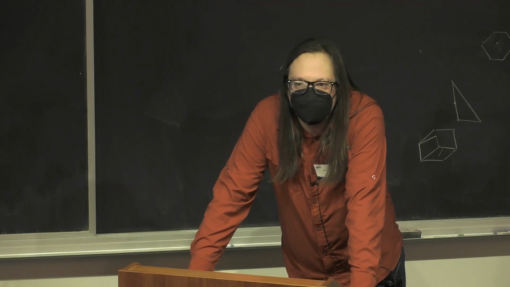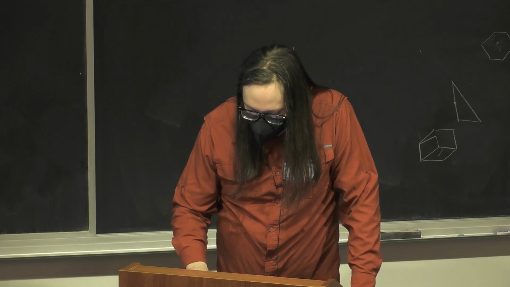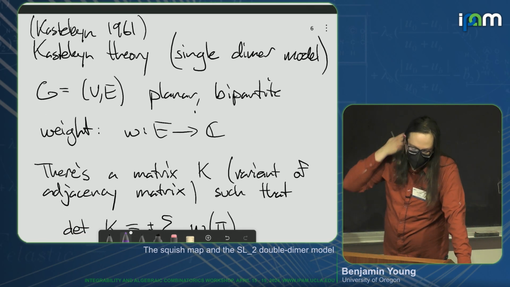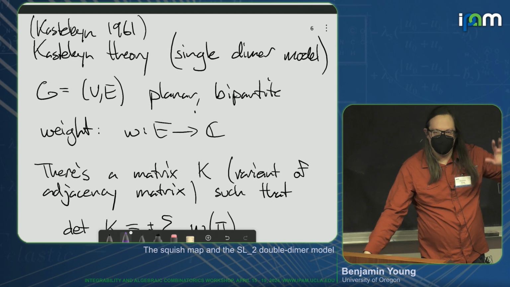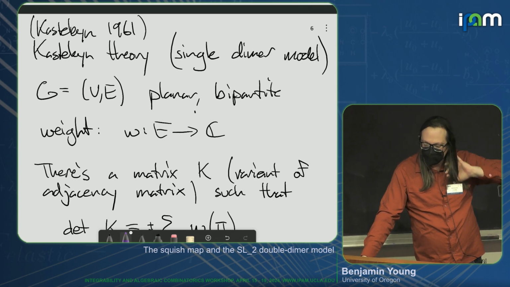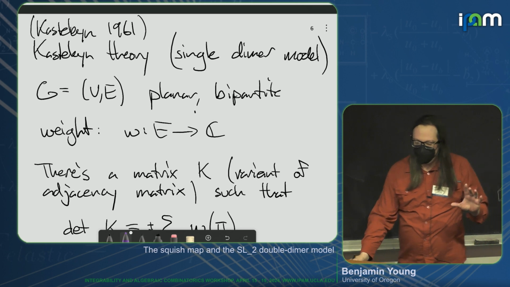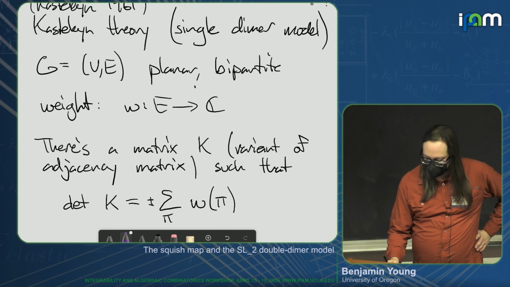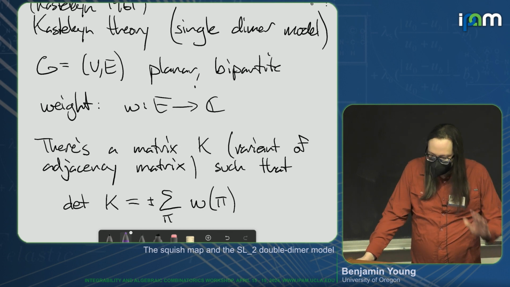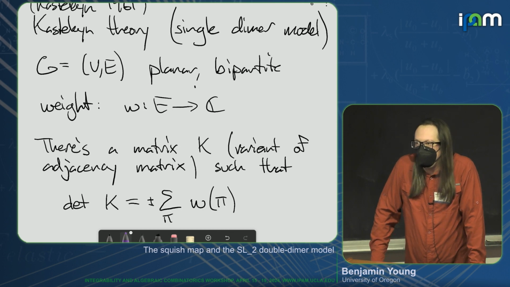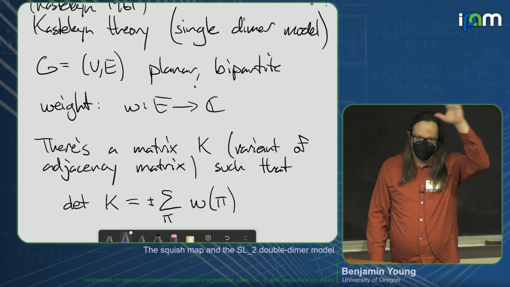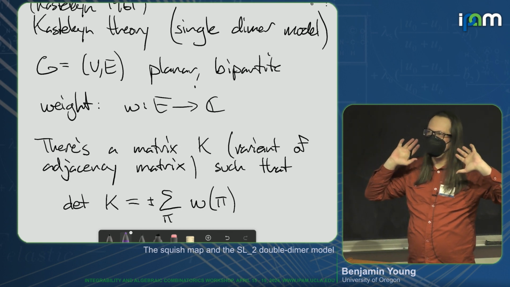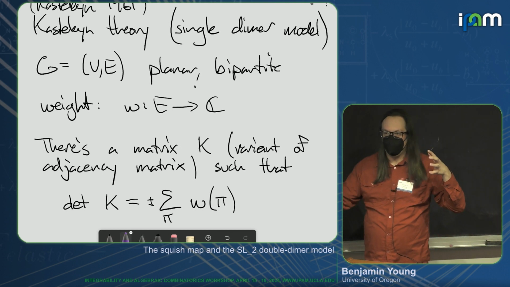So it is now time for me to talk a little bit about these single and double dimer models. Let me very briefly remind you how the single dimer model works. These ideas go back to Kasteleyn from 1961. Whenever you've got a graph that's planar and bipartite, and you have weights on the edges, then there is a matrix. The matrix is called K for Kasteleyn. It's basically a variant of the adjacency matrix. There's a way to put signs in the matrix in such a way that when you take its determinant, normally the determinant is going to be a product over certain permutations.